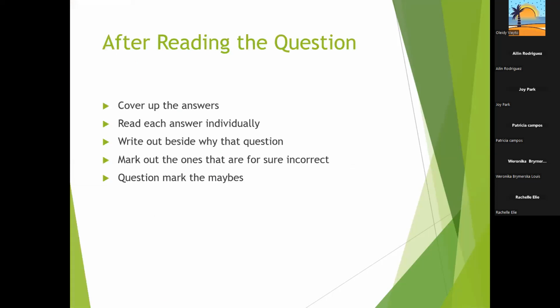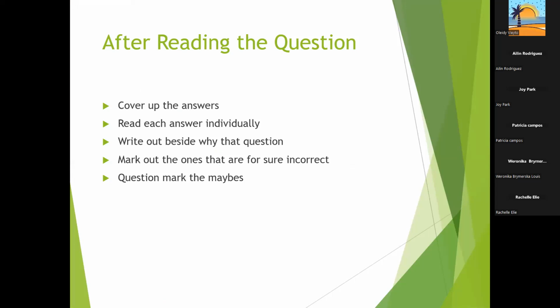So again, your new habits that you need to start developing: cover up the answers, read each answer individually, make sure that you're able to eliminate answer choices. Why is this wrong? Why am I keeping this choice? Okay, mark out the ones that are for sure incorrect.